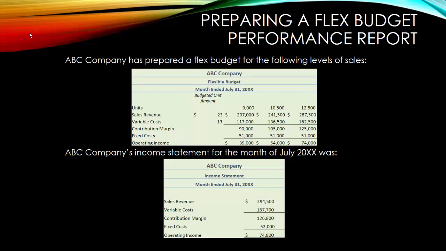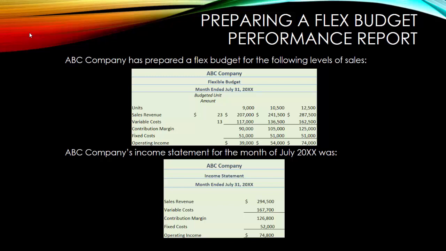In order to do a flex budget performance report, you are going to need two things of great importance: the level of production and therefore the associated revenues and costs that you budgeted for at the beginning of the period, and what your actual results were. Well, where do we get this information from?